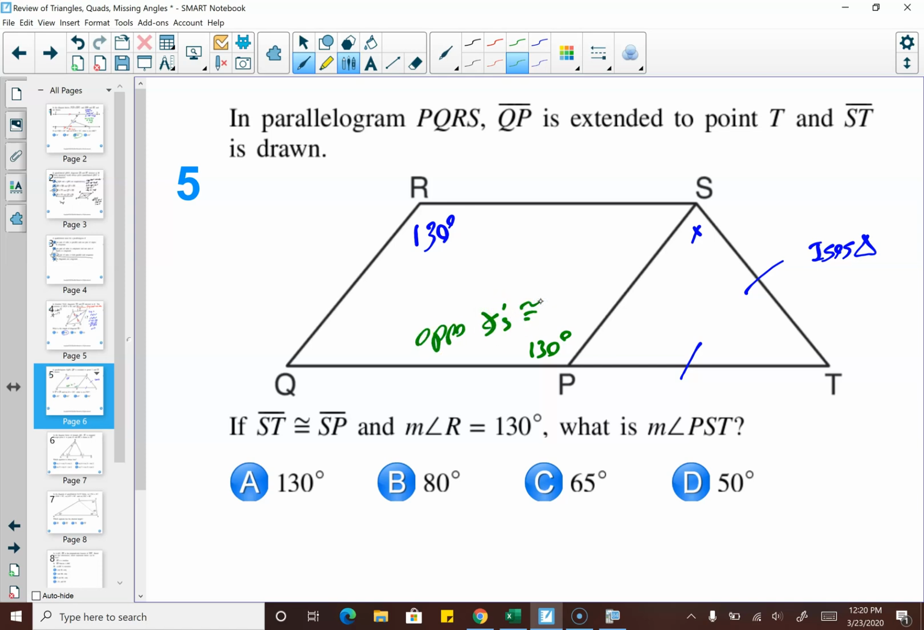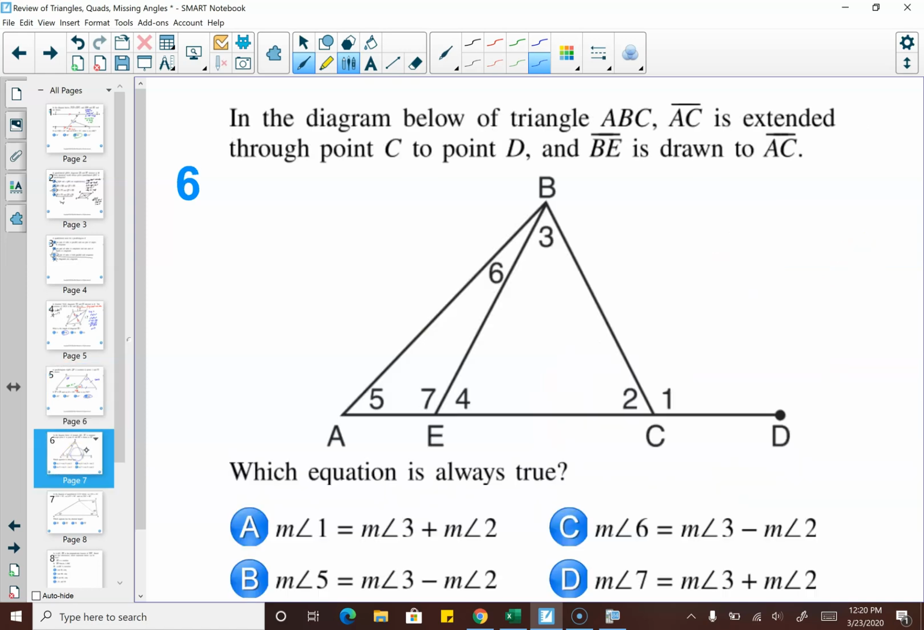angles are congruent in a parallelogram. If I use supplementary angles here, I end up with 180 minus 130 giving me 50. And then again, these are my two congruent base angles of my isosceles triangle. So therefore, if I know angle SPT is 50, I know angle PST is also 50. All right, so remember, that isosceles triangle piece is kind of key to getting us to know that we have our two congruent base angles.